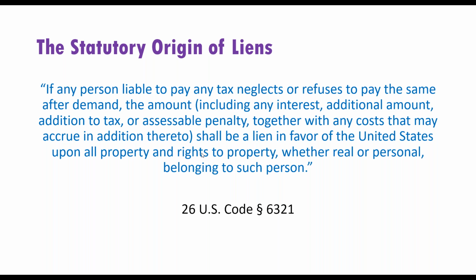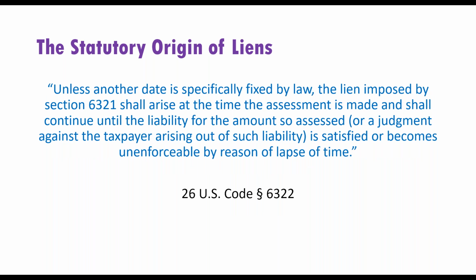Including, what's a future paycheck? That's rights to future property, okay? So that's the statutory basis for wage garnishments, for example. Now, here's the other part of the lien puzzle that a lot of practitioners don't fully realize. And this is in the very next section of the code. Unless another date is specifically fixed by law, the lien imposed by the prior section shall arise at the time the assessment is made. At the time the assessment is made.